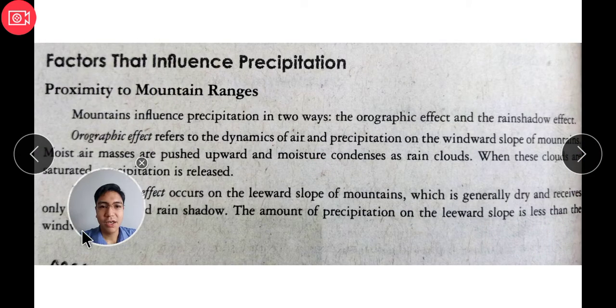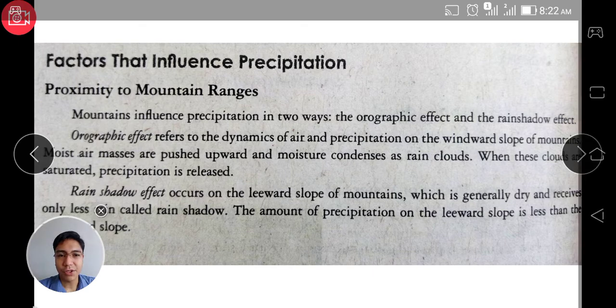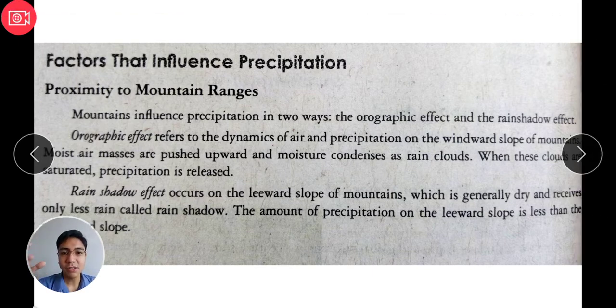Okay, next we have the factors that influence precipitation, the pagbagsak nung mga hail, snow, rain, drizzle, shower. Ano yung mga factors na nakaka-apekto sa precipitation? We have the proximity to mountain ranges. Yung mga lugar naman, kanina proximity to large bodies of water, ito naman, pwedeng malapit sa mga mountain ranges. So, mountains influence precipitation. Sa anong paraan? We have the orographic effect and the rain shadow effect.